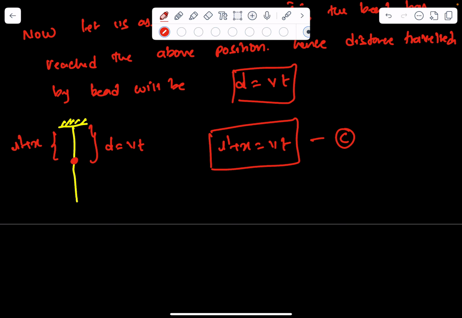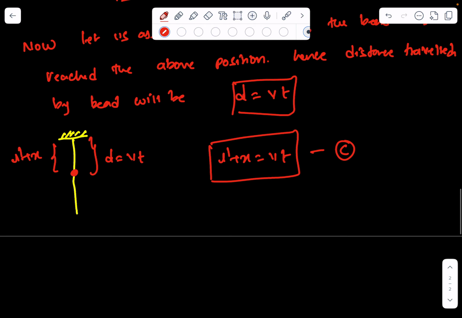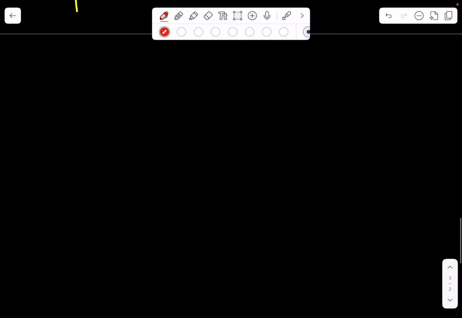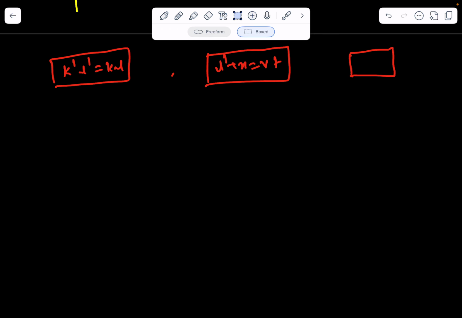So these three are the primary equations we have to solve. A, B, and C, these three equations we are going to use now to see how the problem can be done. What are the three equations we got? K dash L dash is equal to KL, here KL is a constant. The next one is L dash plus X is equal to Vt. And the last one is K dash X is equal to mg.